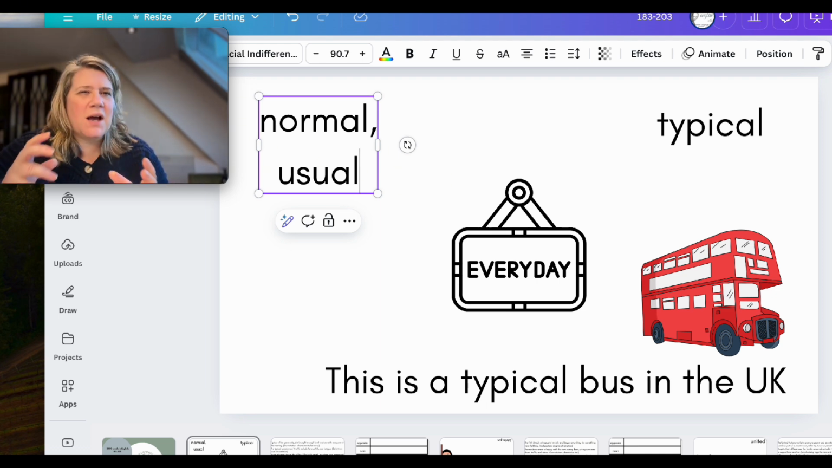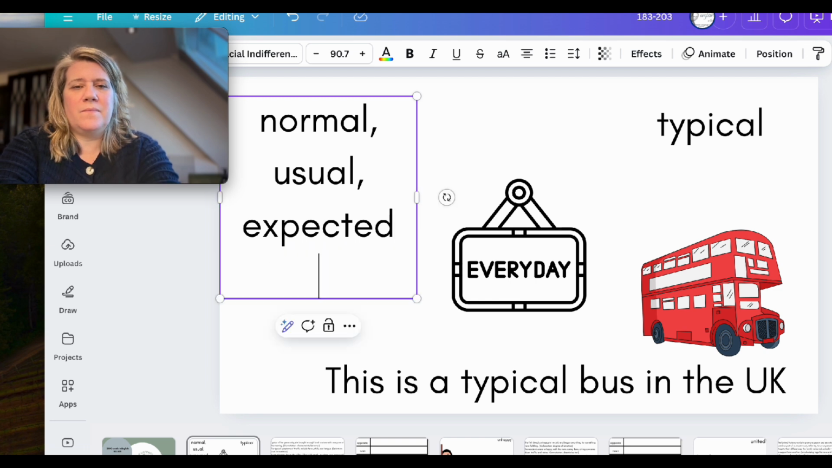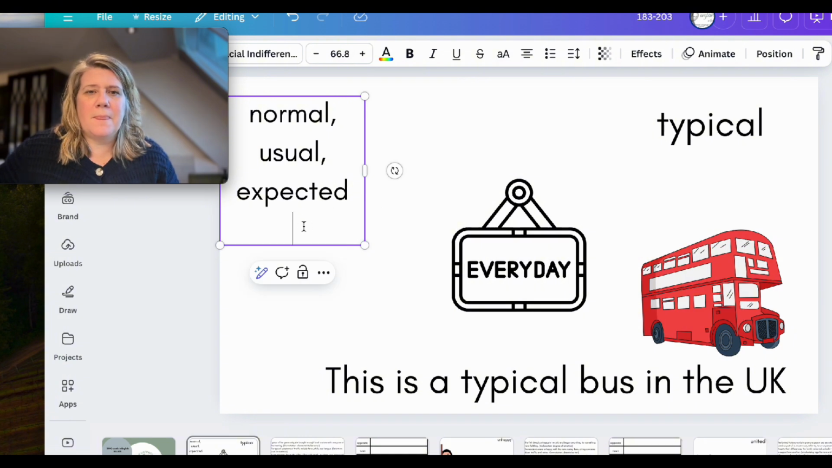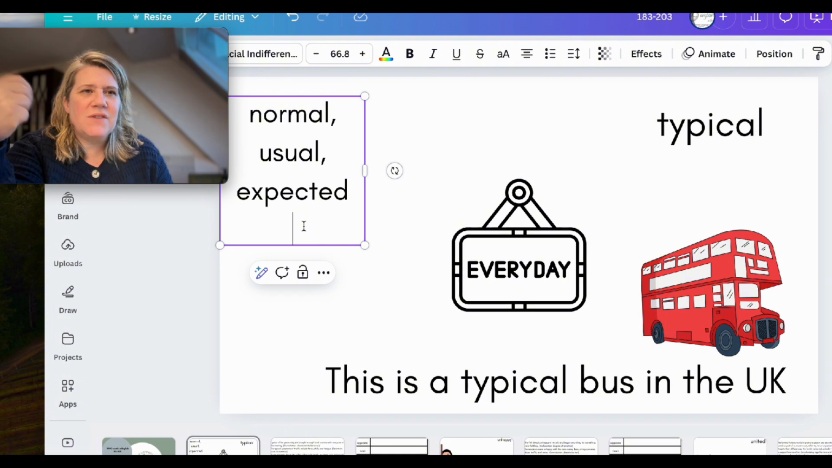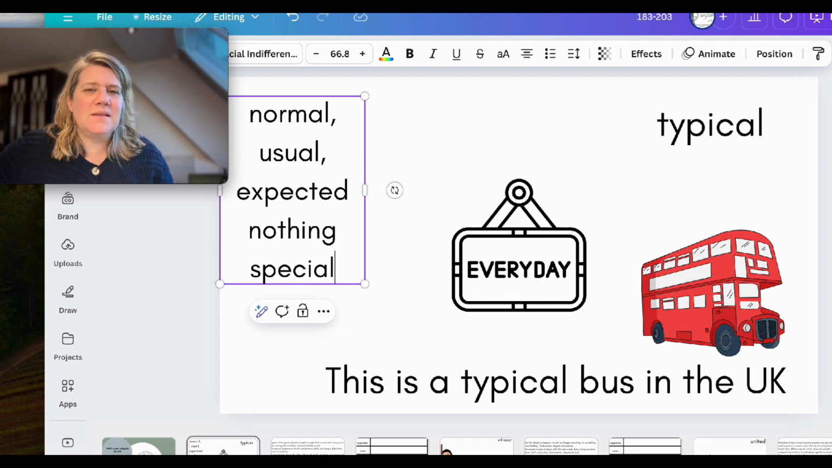However, if we're talking about neurodiversity, typical has a better connotation than normal does. Usual, expected. Typical can also have a negative connotation if you're like, typical. It's what I expected. Nothing special. Nothing special is what typical means.